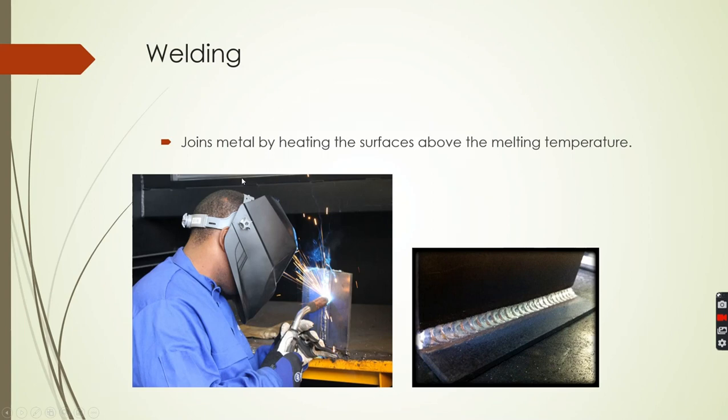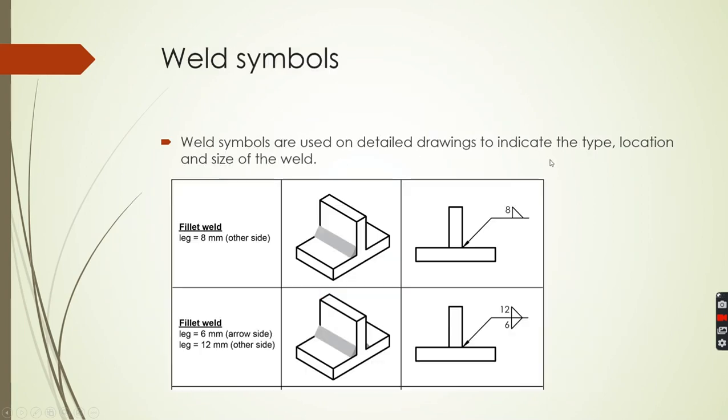Welding. Welding joins material by heating the surfaces above the melting temperature. We use welding symbols on detailed drawings to indicate the type, location, and size of the weld. We have a fillet weld for the corner here. This is a fillet weld that is not the same on both sides. This tells us the top, this tells us the bottom.